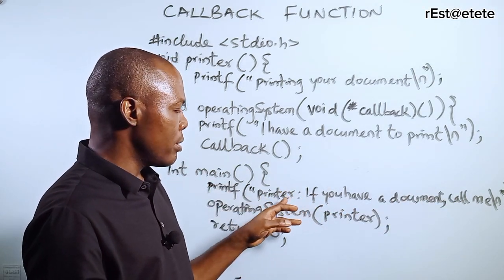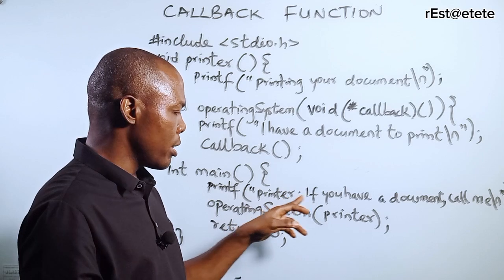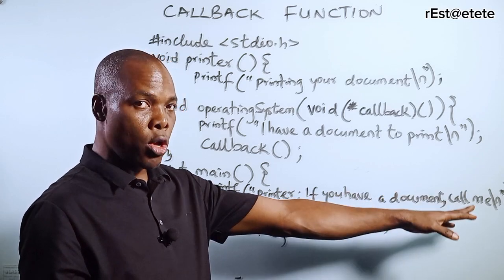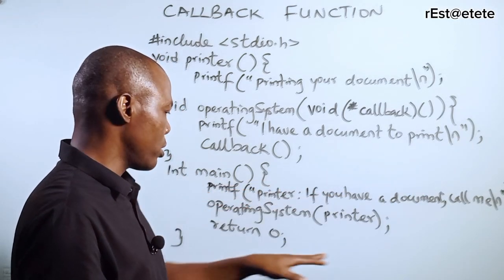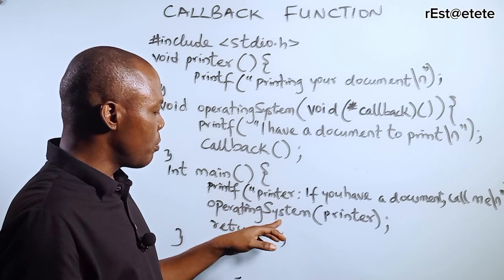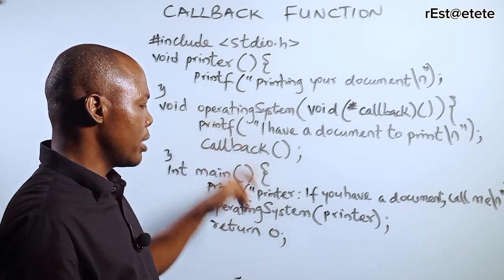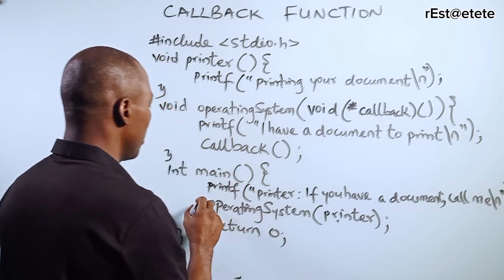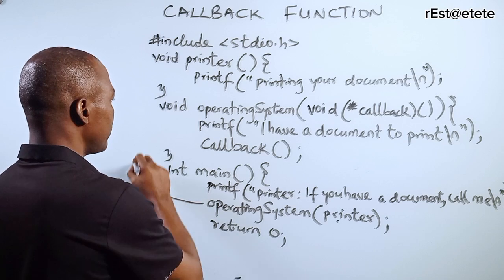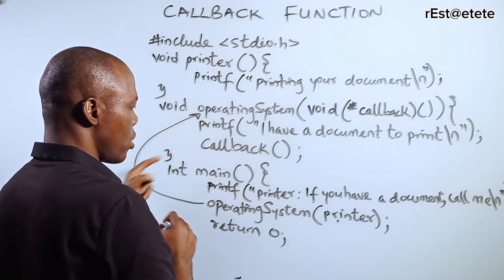I could have written this printer that is talking. OS, if you have a document, call me. But just because of space, I'm shortening that. Now, this is the operating system function, which is this. I'm calling the operating system inside this place. So control will come here, right? Control will come here.